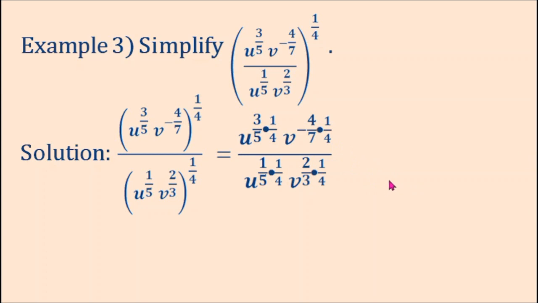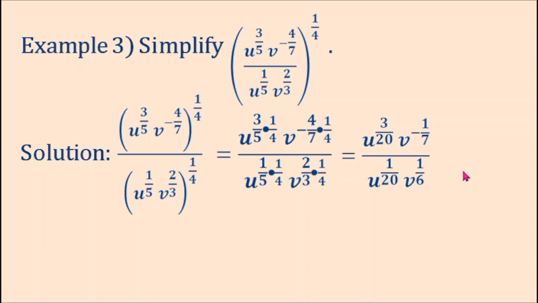Now, simplifying furthermore, this is what we get. 3 over 5 times 1 over 4 is 3 over 20. Then, negative 4 over 7 times 1/4 equals negative 1 over 7. Now, on our denominator, 1 over 5 times 1 over 4 equals 1 over 20. Then 2 over 3 times 1 over 4 equals 1 over 6.